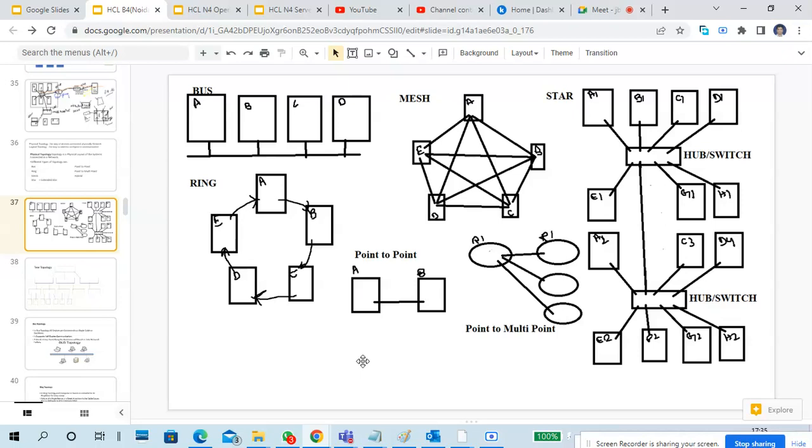Then what is point to point? Point to point is if you connect a device to any other device with a wire. If you connect devices to a single device, it is called point to multi-point. Like there is a router and there is another router. One router connected to multiple routers is also called point to multi-point. One switch connected to multiple devices is point to multi-point. A device connected to the switch is point to point. A PC connected to another PC is point to point.